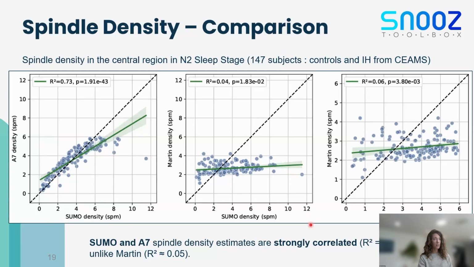In contrast, Martin shows a low correlation with the 2 other detectors, around 0.05. We can also observe that the spindle density variability is much lower with Martin. So in this case, it varies from 2 to 4 spindles per minute. For Sumo, it varies from 0 to 8, and for A7 from 0.5 to 6. So there's a significant difference.